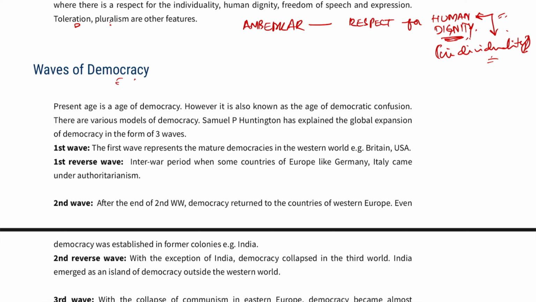Waves of democracy. Present age is an age of democracy. However, it is also known as the age of democratic confusion. There are various models of democracy. Samuel P. Huntington has explained the global expansion of democracy in form of three waves. First wave. The first wave represents the mature democracies in Western world.